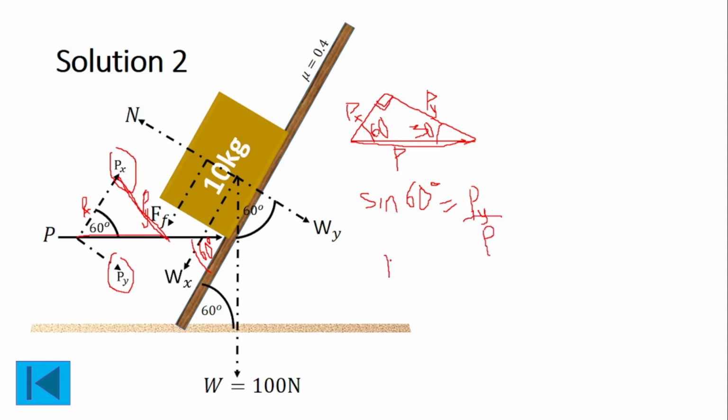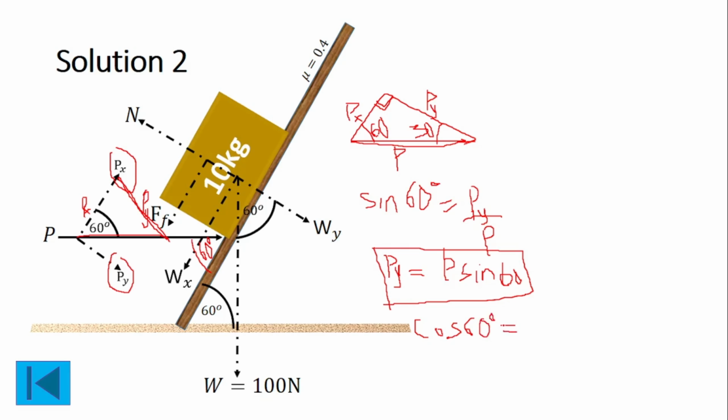So P sub y becomes P sine 60 degrees. So this is going to be P sub y. And from here, you can get P sub x. If you get cos 60 degrees as well.